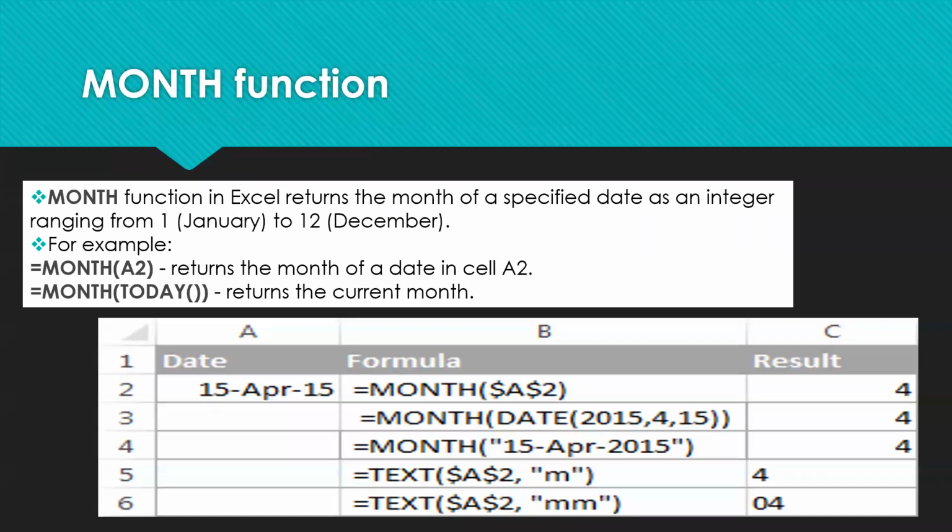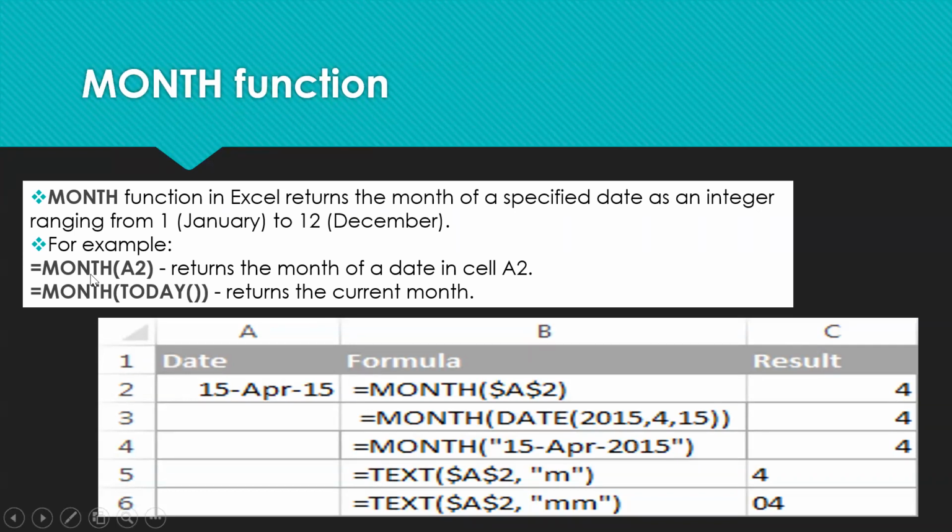Similar to year, we can find the month from a particular date. The MONTH function in Excel returns the month of a specified date as an integer ranging from 1 to 12. If the month is January, it will return 1. It's not going to give you a string like JAN or JANUARY, not the actual name. It's going to give you a number representation, where January is 1 and December is 12. So it will give you a number alone.